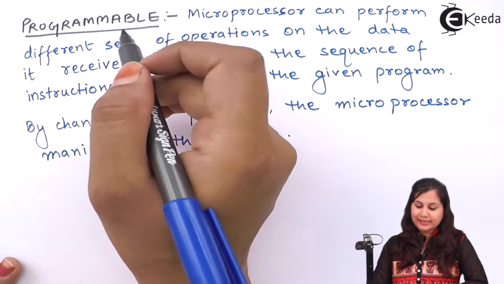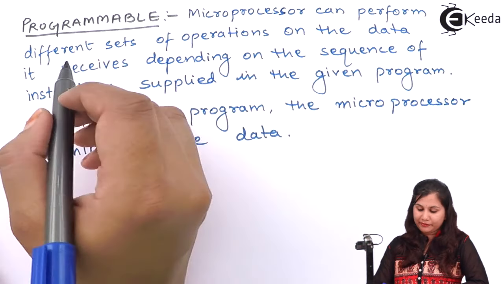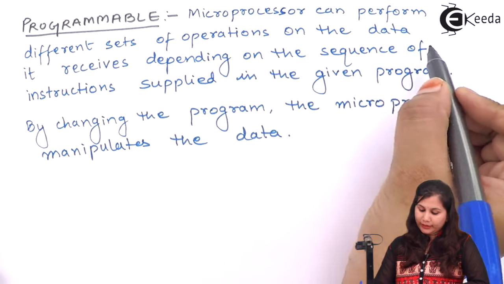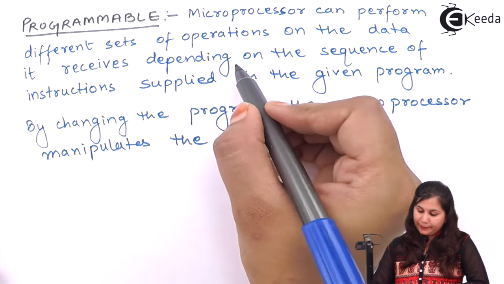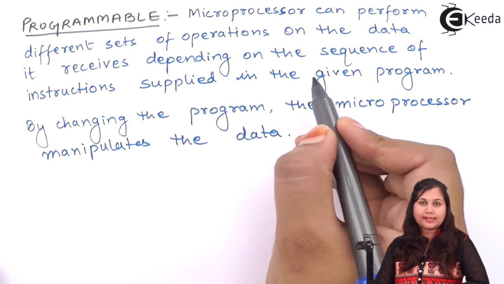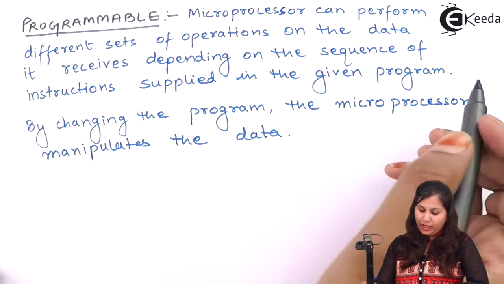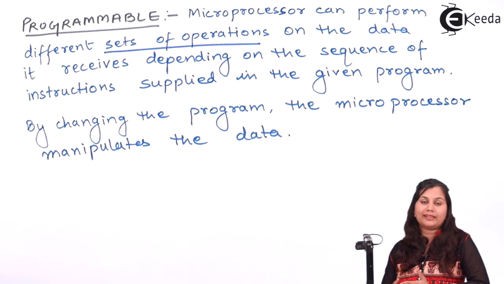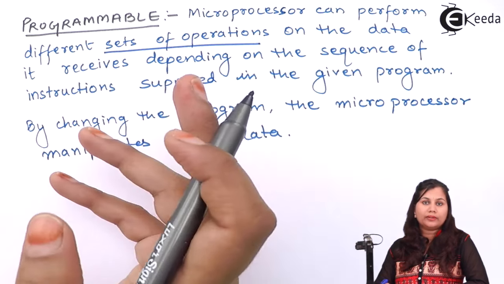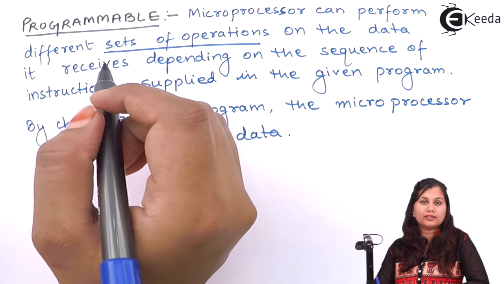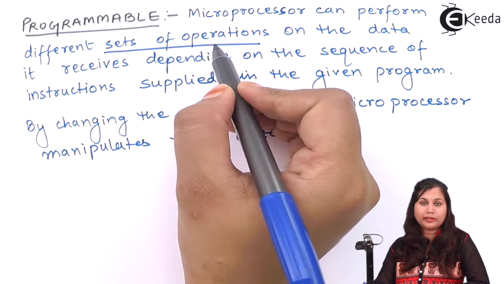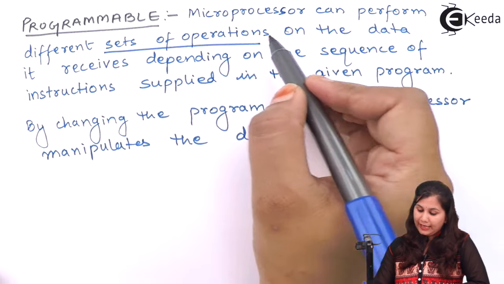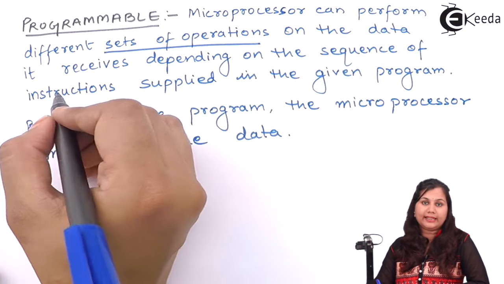So programmable means that the microprocessor can perform different sets of operations on the data it receives, depending on the sequence of instructions supplied in the given program. So it is doing different kinds of operations. They can be mathematical, arithmetic and logical operations like addition, subtraction, multiplication, division, AND, OR. All these arithmetic and logical operations can be performed using the microprocessor, and these operations are performed on the data it receives.